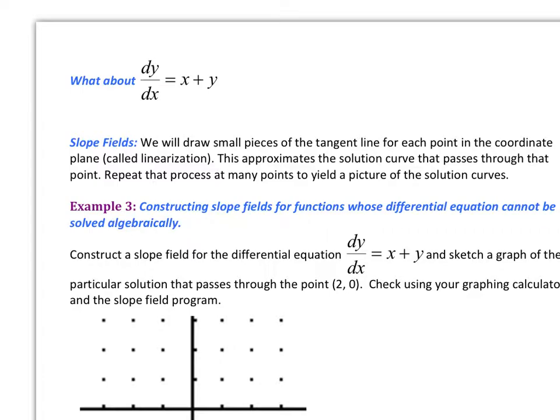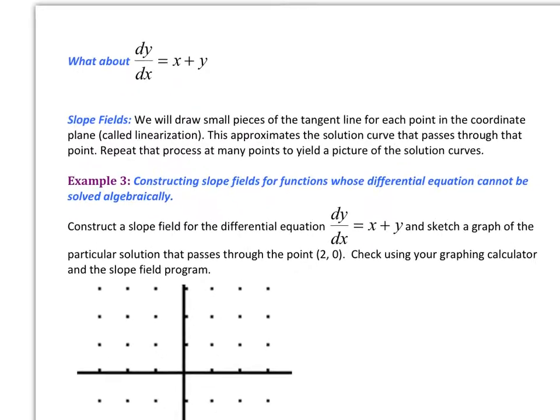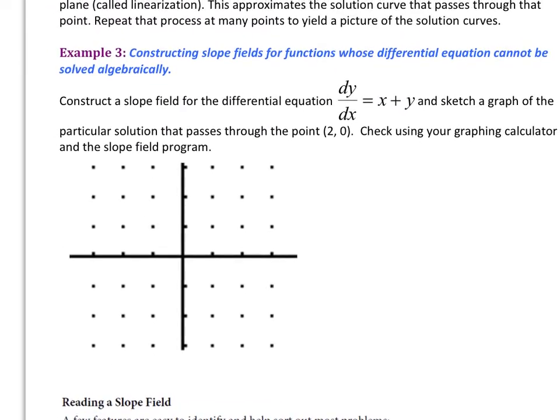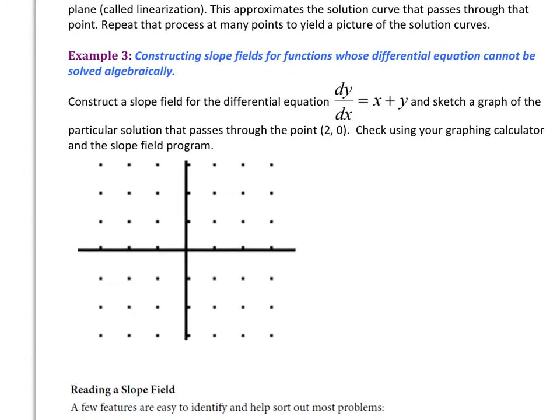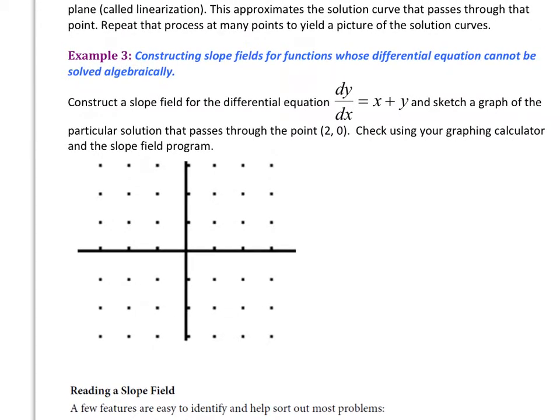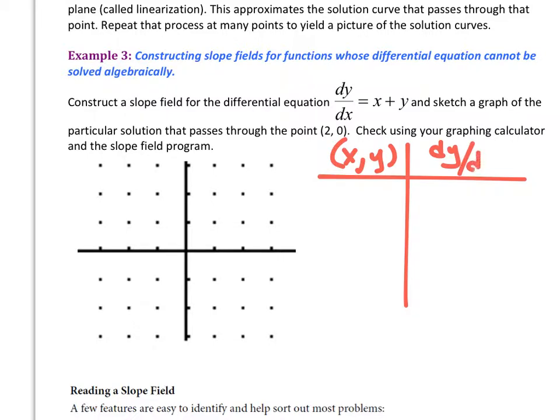Repeat that process at as many points to yield a picture of the solution curves. So let's construct a slope field for a moment for functions whose differential equation cannot be solved algebraically. So my differential equation in this case is x plus y. So what I'm going to do is I'm just going to plot a bunch of points, right? Because this differential equation is dependent on both x and y, I'm going to figure out what dy dx is based on this right here. So this will give us a bunch of slopes.